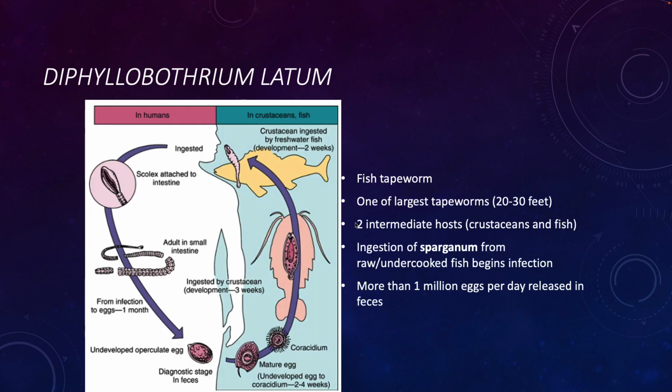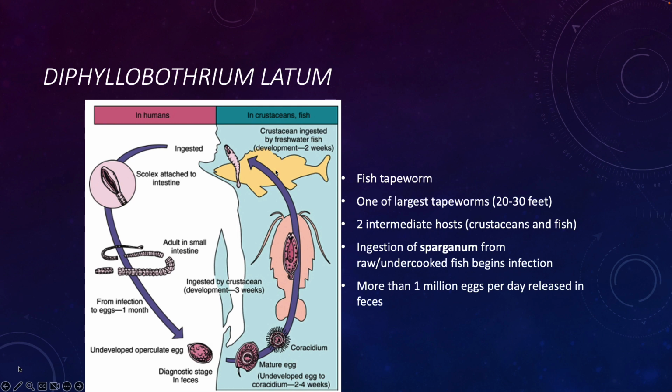Okay, our last tapeworm, our last cestode, is a fish tapeworm. I'm not going to try to pronounce the genus name. I'm going to abbreviate it with the letter D, so D. latum. It's a fish tapeworm, one of the largest tapeworms in the intestines. It can reach between 20 and 30 feet. It has 2 intermediate hosts, crustaceans and fish.